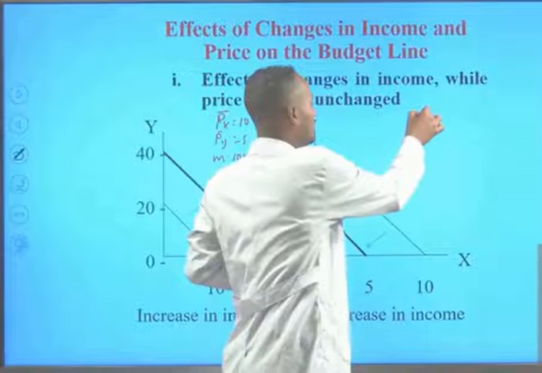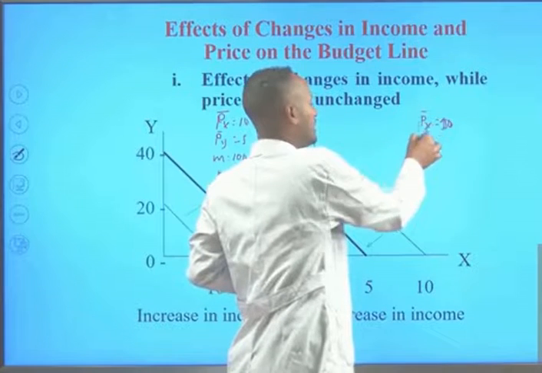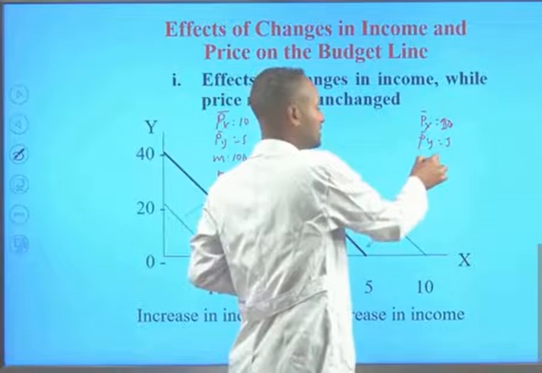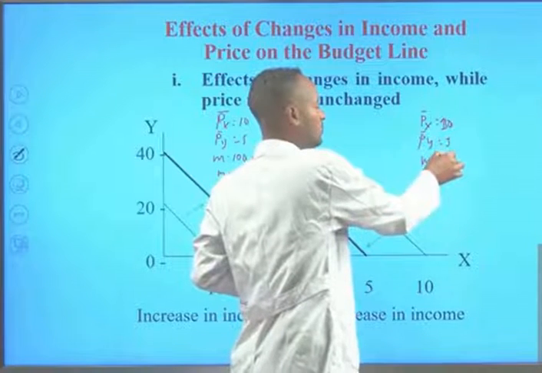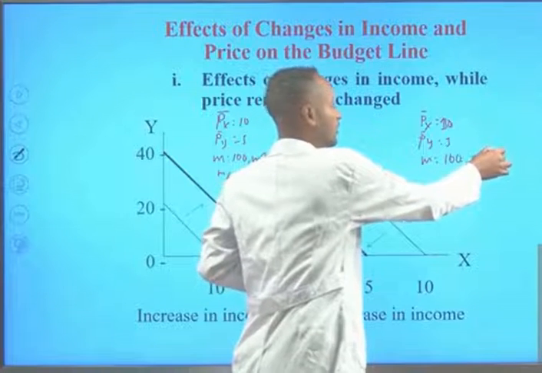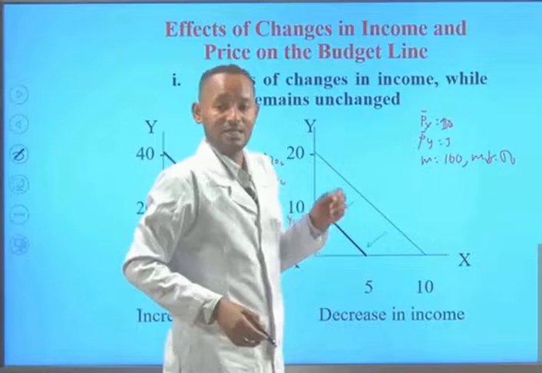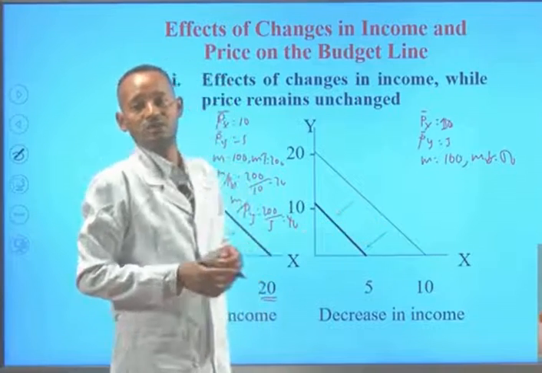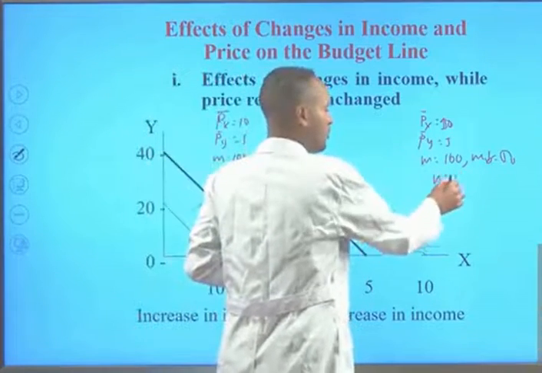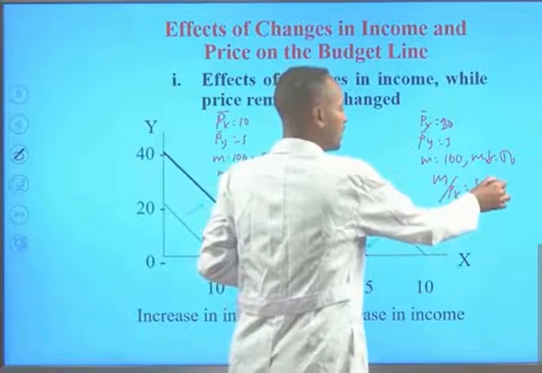For example, the price of commodity X was 10 birr and it remains unchanged. The price of commodity Y was 5 birr, it remains unchanged. The only factor that will be changed is income of a consumer. It was 100 birr, and now the income is halved and reduced to 50 birr. So with a decline in income of consumer, there's a change in the vertical and horizontal intercepts of the budget line. So the horizontal intercept of the budget line will be M over price of X, which is 50 divided by 10, which is equal to 5.